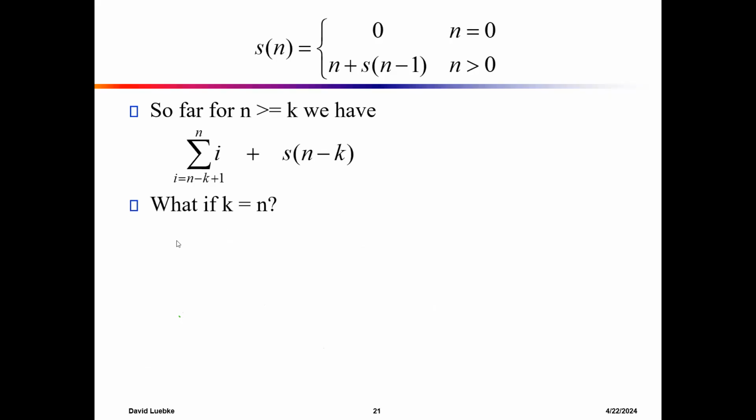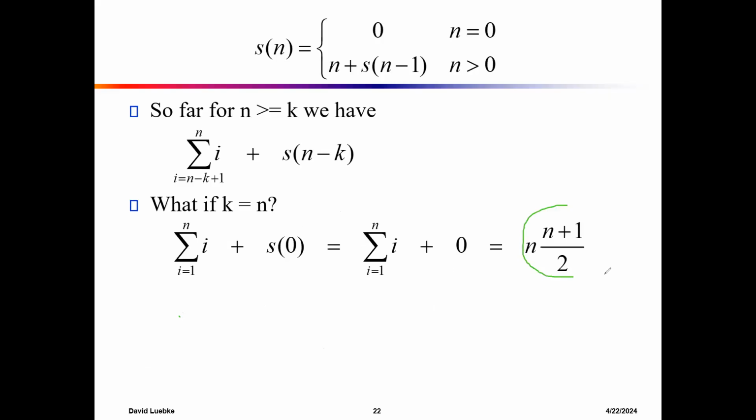But what if k was equal to n? We'll have the sum of i from 1 to n plus 0. And we got this just now, which was the first term plus the last term multiplied by n over 2. So you'll still get the same thing, n over 2 into n plus 1. Same thing. So in general, the sum of n is equal to that.